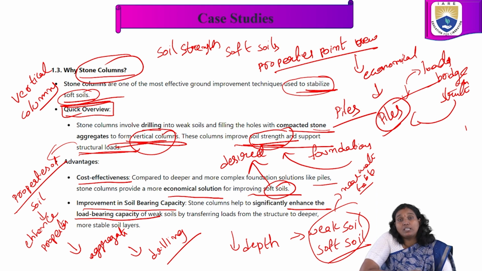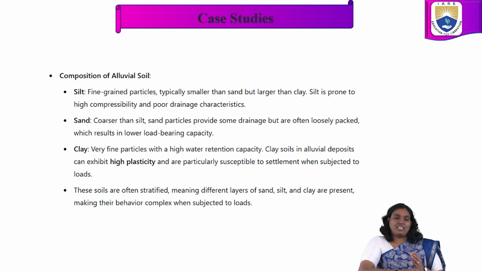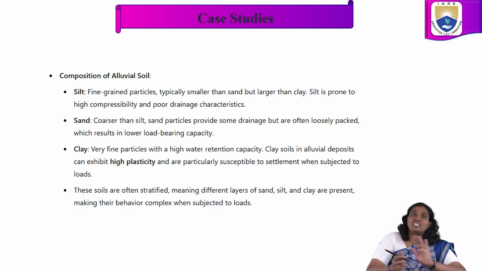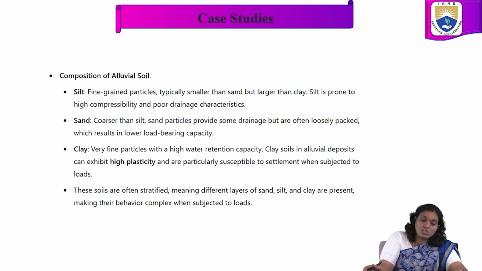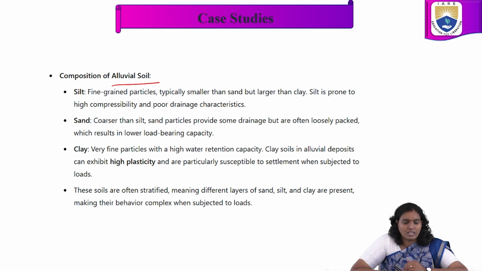But there are conditions for choosing this as the best method based on the challenges. So as per the challenges, we get the advantages using the stone column. These are the things we will see in this. Now understand this alluvial soil, because only then can we decide what type of soil we are dealing with, what type of stone column technique we choose, and how much depth. So we will understand all of this from the composition of alluvial soil.